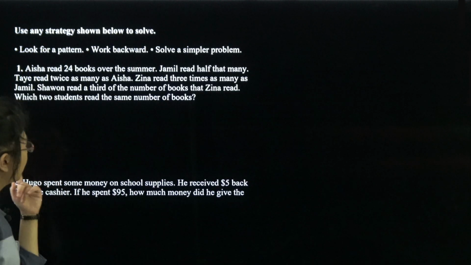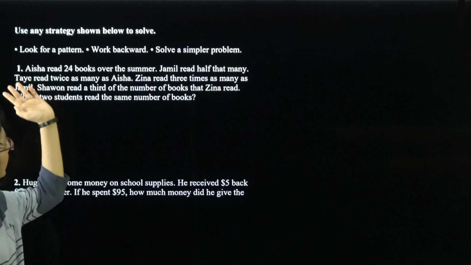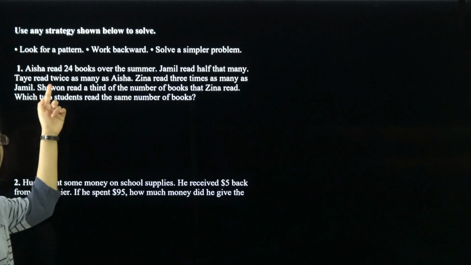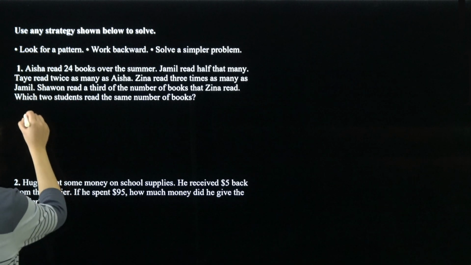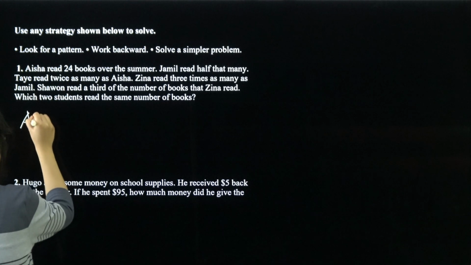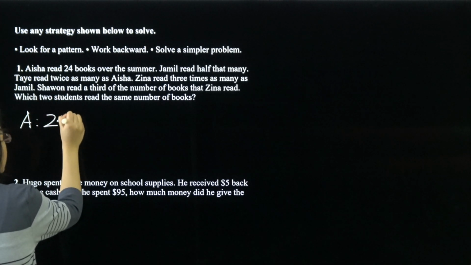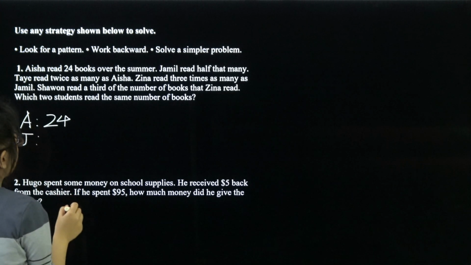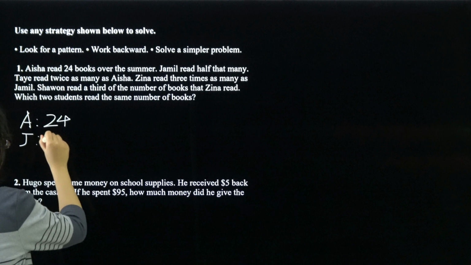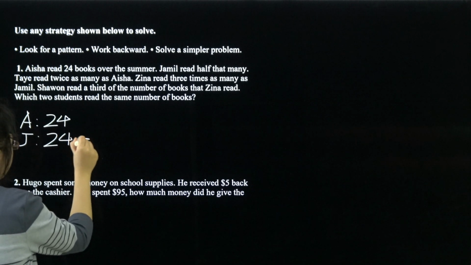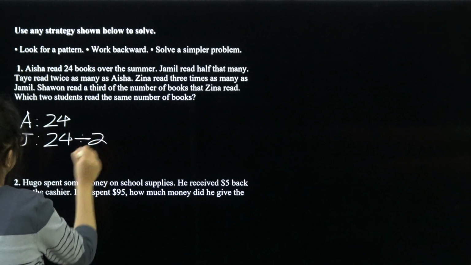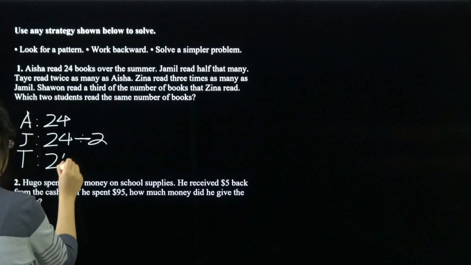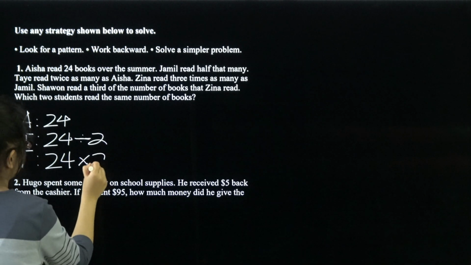Now, for the questions after this, we can look for a pattern, we can work backwards, or we can solve a simpler problem. Aisha read 24 books over the summer. So Aisha read 24. Jamil read half that many. Well, that would be 24 divided by 2. Tay read twice as many as Aisha. So that would be 24 times 2.